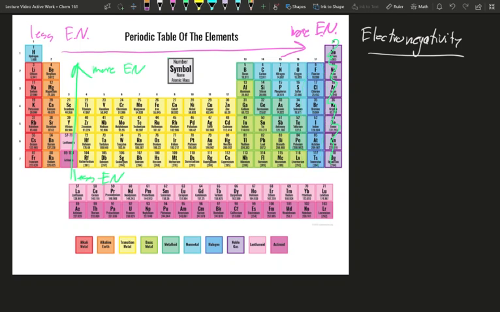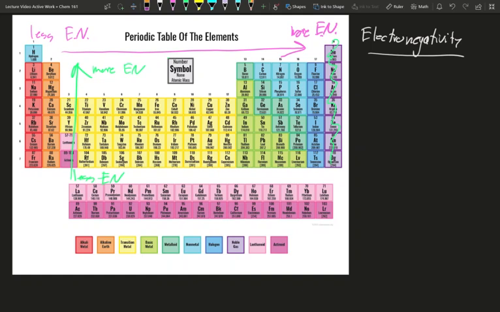As we go across, fluorine, oxygen, nitrogen, carbon. Oxygen's a little less electronegative. It wants electrons a little less than fluorine does. Nitrogen, a little less than oxygen. Carbon, a little less than nitrogen. There's a diagonal trend. The more up and right you are, the more you want electrons.